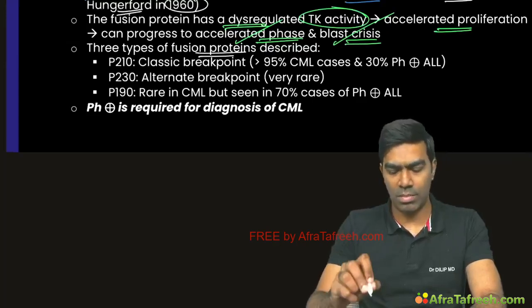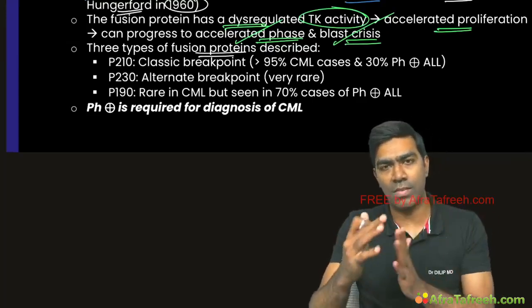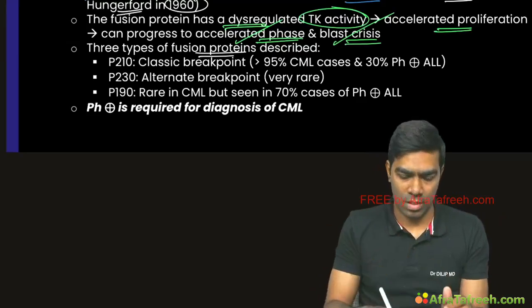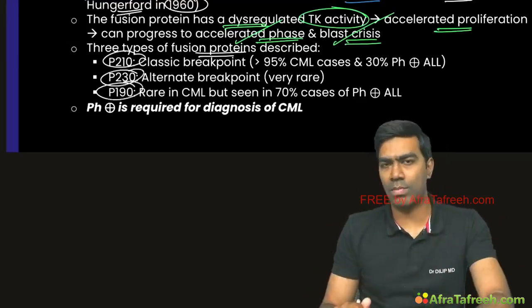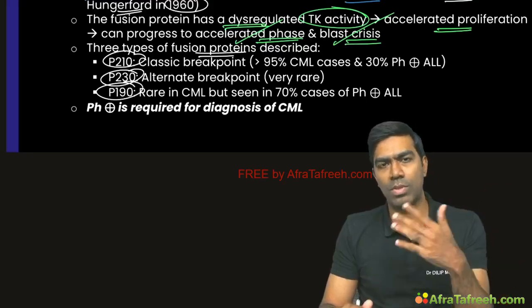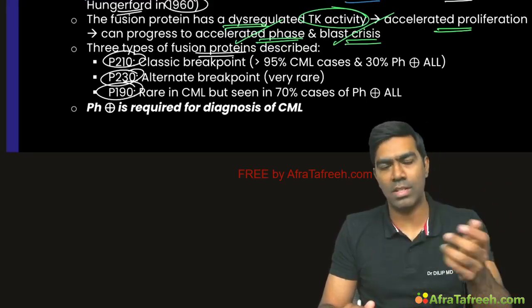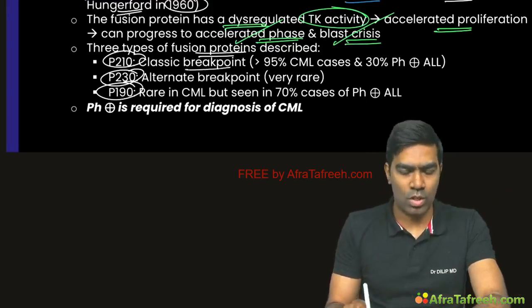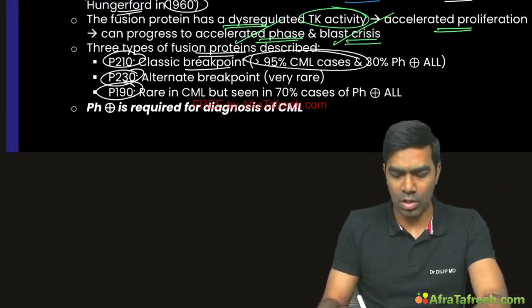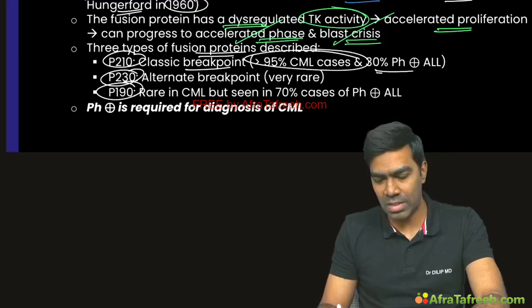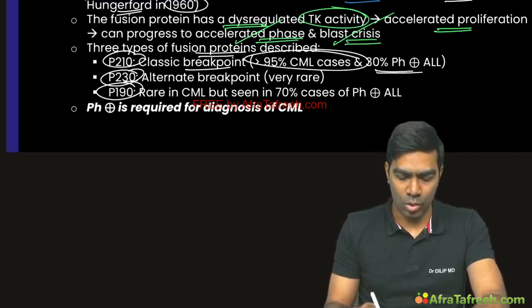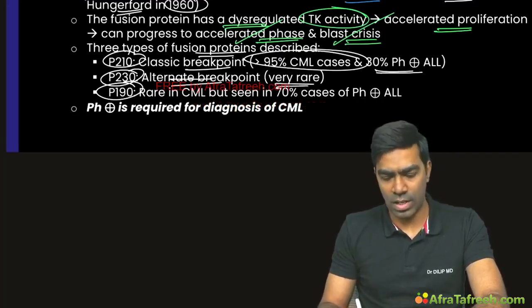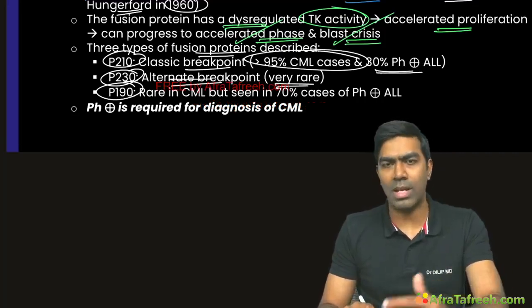The BCR-ABL fusion results in three different types of fusion proteins: P210, P230 and P190, named based on the molecular weight of the protein. P210 is the intermediate weight form, 230 heavy weight and 190 lesser weight. P210 is called the classic breakpoint because it's seen in almost all cases of CML, but it can be seen in 30% of Philadelphia positive ALL as well. P230 is called the alternate breakpoint, which is rare in both CML and ALL cases.